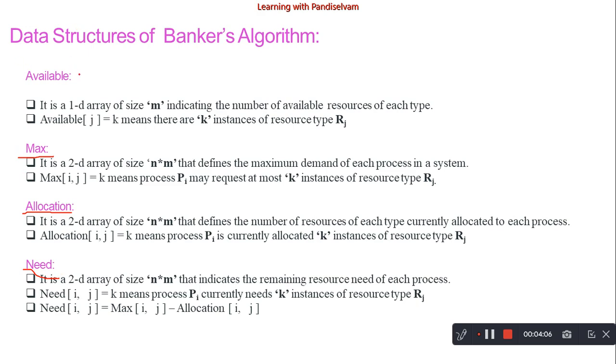Available resources is like a central resource. These three, that is maximum, allocation and need, are dedicated to a particular process.